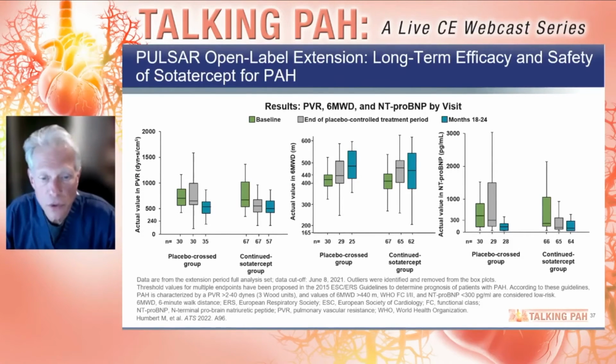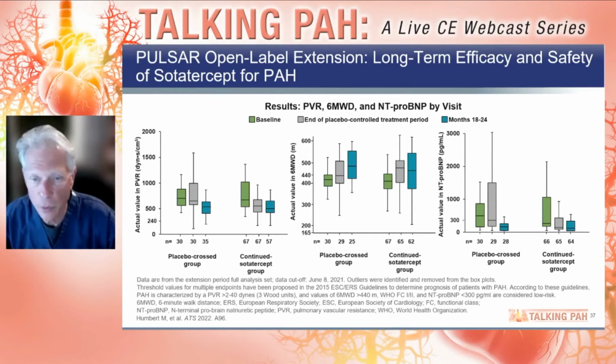Okay. So this shows you the data from both the placebo arm and the patients who were on sotatercept, who went into the long-term open label extension as well. And what we saw in this was a significant improvement in pulmonary vascular resistance, so that the pulmonary vascular resistance came down significantly. We also saw a significant improvement in 6-minute walk distance, which you can see in the center panel there. And then in the third panel, we saw significant decreases in the NT-proBNP, all consistent with improved right ventricular function and improved pulmonary hemodynamics.